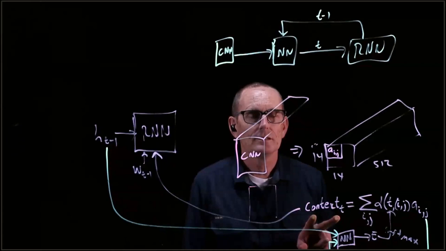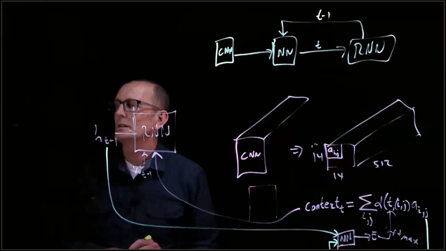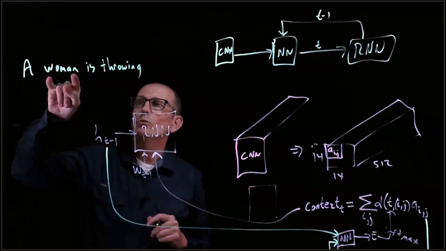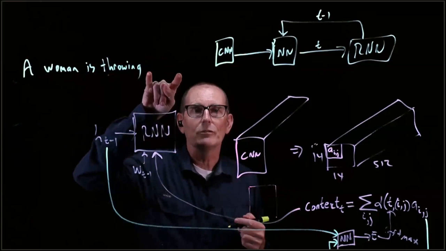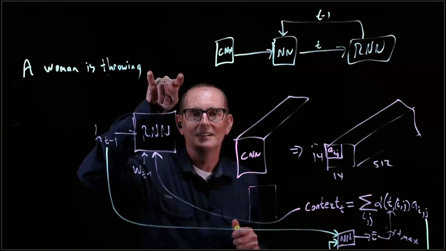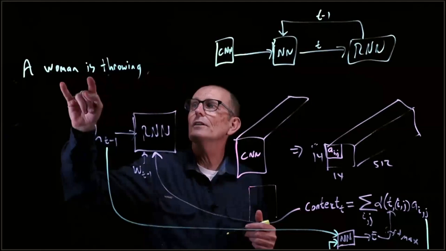Right, so if I have, you know, a woman is throwing, it's really important to know that what I've generated so far is a woman is throwing. Because given the picture we saw before, what's the next word going to be probably? Frisbee. Yeah, something like that. But where's our attention going to be? In the image it's going to be on the frisbee. So that's what we know given we have just generated this.